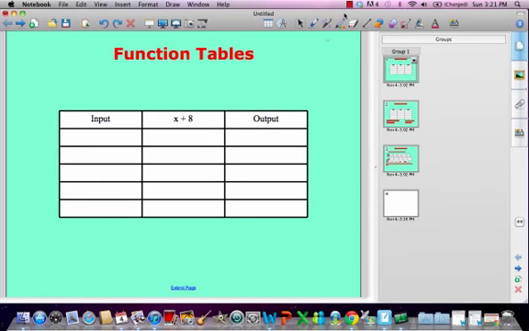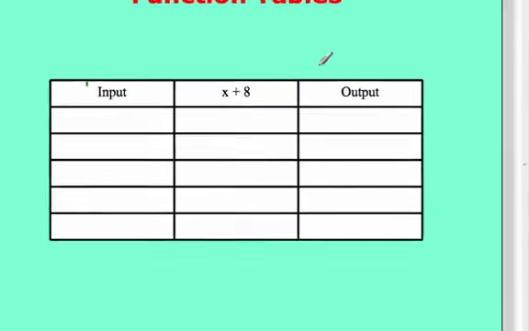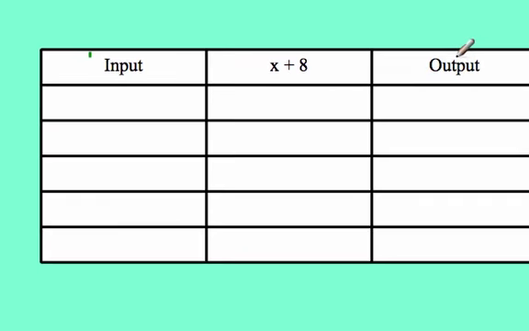Hello. We've got our video here on function tables. A function means that we have an input and we have an output. For every input, there's only one output. Now you're probably wondering, what's an input and what's an output? And you're right in that.